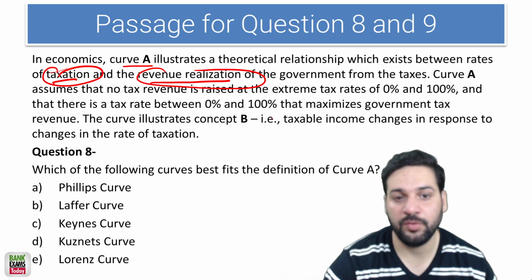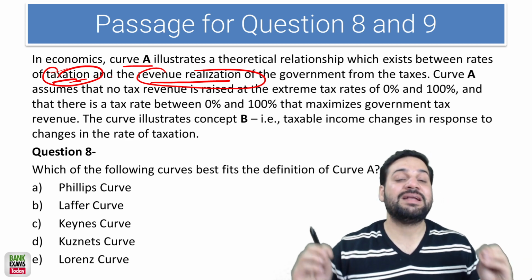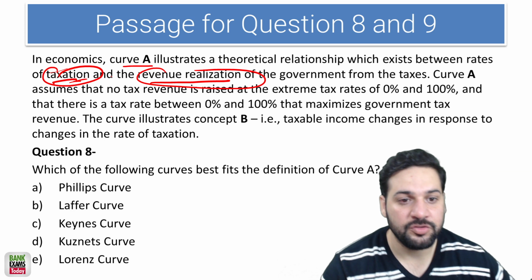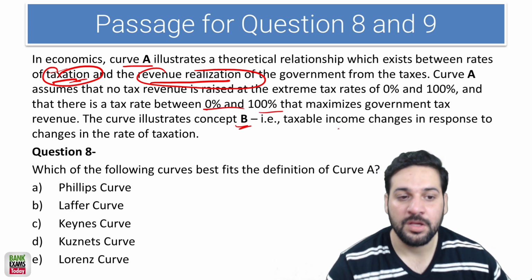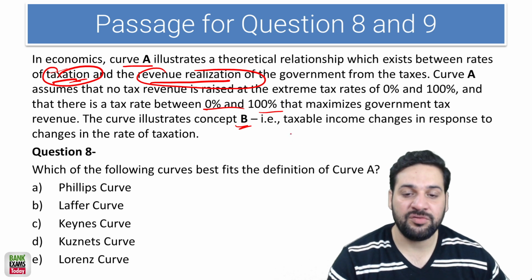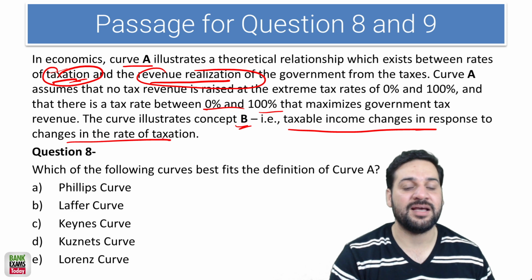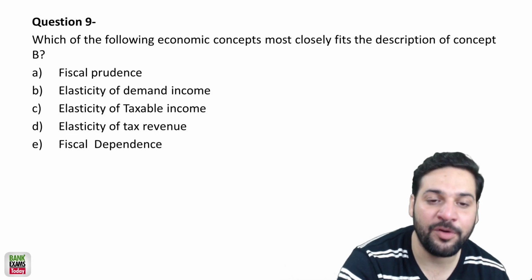I hope that's how we pronounce it. Taxation, that's the relationship between taxation and the tax collection or the revenue realization of the government, right? So between 0 to 100% it is. And the curve B illustrates the taxable income changes in response to the change in taxation rate. So taxable income changes in response to the tax rate.